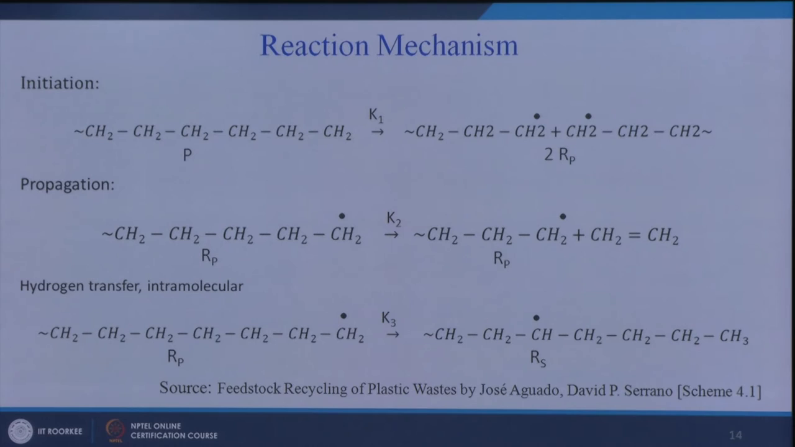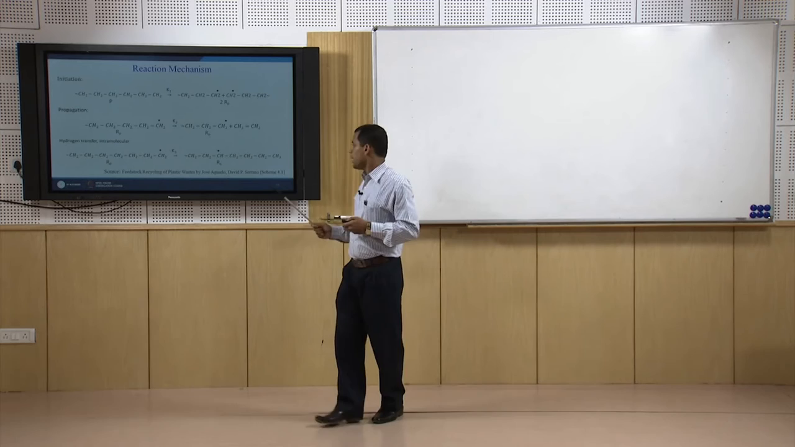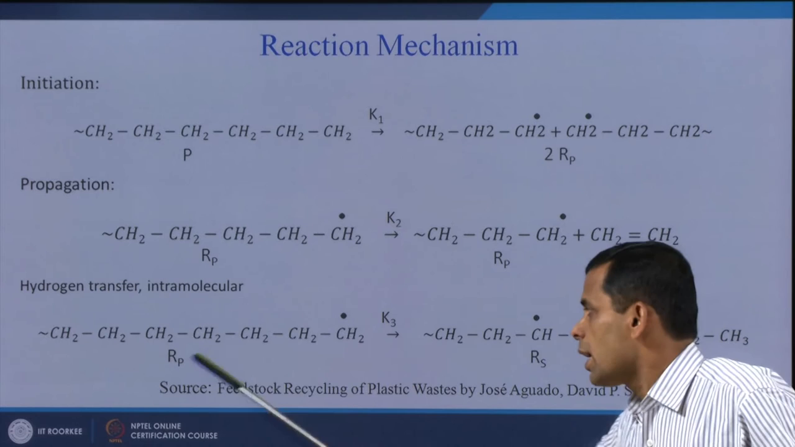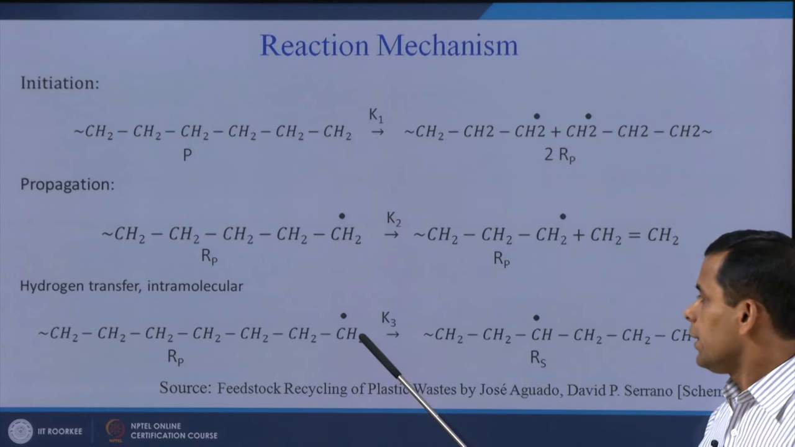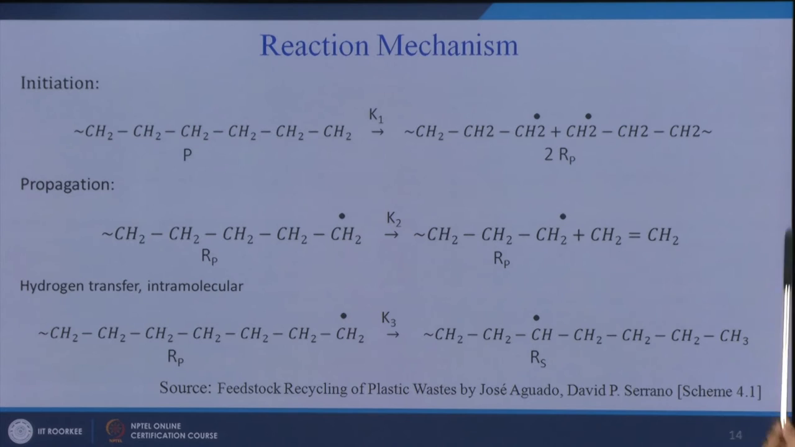Another step which is responsible for the reactions of pyrolysis is intramolecular hydrogen transfer. In the same molecule, with the same free radical, the hydrogen will transfer from one position to another position. So here we have the free radical CH2, and one hydrogen from any of these carbon positions may shift to here, so it will give us CH3, and that position will have one hydrogen less. In this case, the free radical has been generated at the carbon and this CH2 now gets another hydrogen and becomes CH3. So this is intramolecular hydrogen transfer.